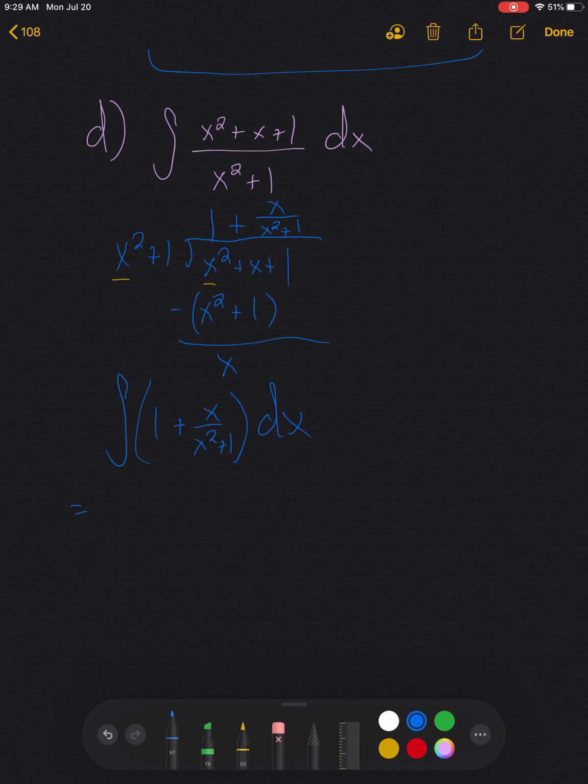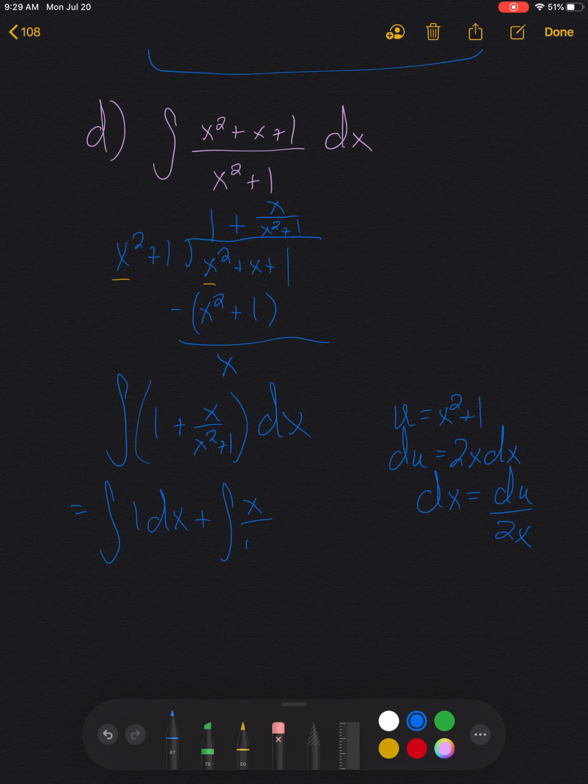So now this separates us into 2 separate integrals. The integral of 1 dx, that part's easy. For the second part, let's do a u substitution and let u be the denominator of x squared plus 1. Du then is 2x dx. So dx is du over 2x. So we've got x over u times du over 2x.